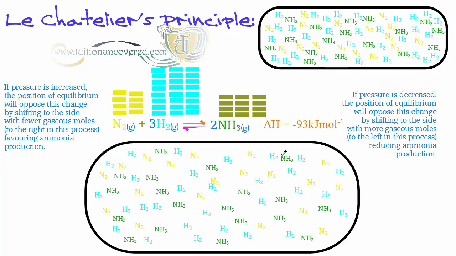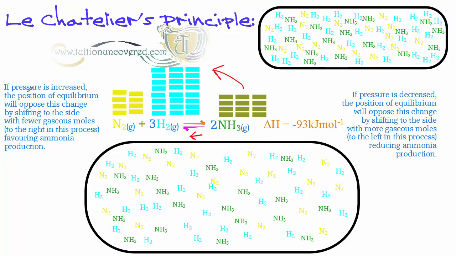Likewise, if the pressure is decreased, the position of equilibrium will oppose that by trying to increase the pressure, i.e. it would go to the side that has more gaseous particles, which in this case is the left. More of my products would have become reactants. That would have produced more particles overall, increasing the pressure. So if we decrease the pressure, the position of equilibrium would shift to oppose that by trying to increase the pressure, shifting to the left, towards more gaseous particles.